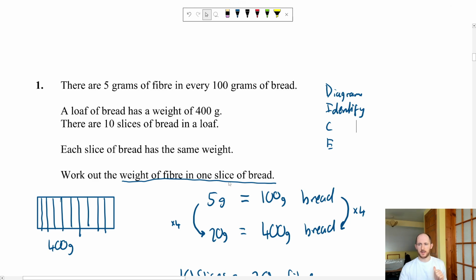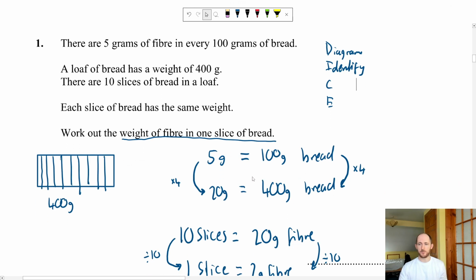So that's when I underline this. And what information does it give you? That's when I wrote this: 5 grams of fibre equals 100 grams of bread, because that's the information they've given me. I've also been given how much bread we actually have, 400 grams. And technically I also know that there's 10 slices of bread.